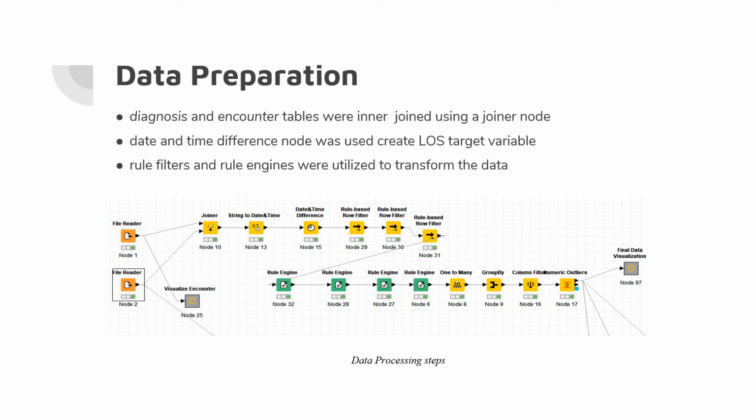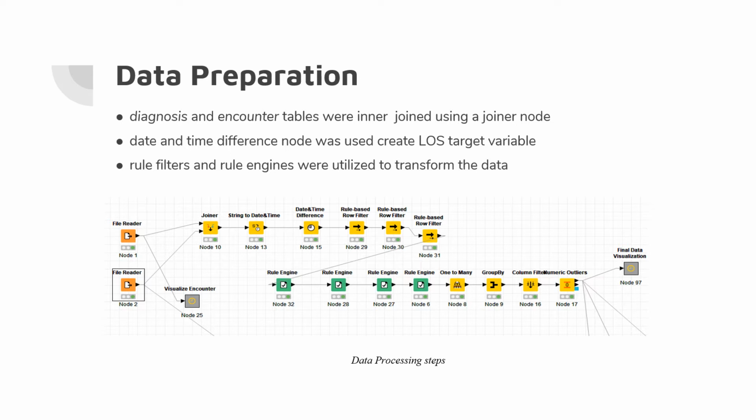The next slide in our presentation is data preparation. As you can see below, we've provided a snapshot from our KNIME workflow showing all the nodes that we used in the data preparation phase of our model building process. In order to predict LOS, we decided to limit our scope to the diagnosis and encounter tables only. We joined them using a joiner node, joining by the encounter ID, which is the primary key.